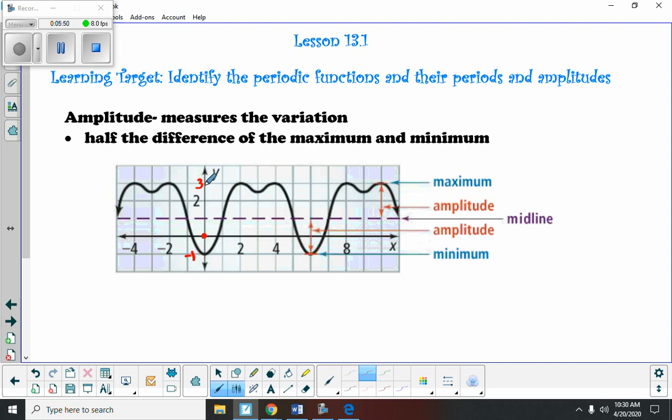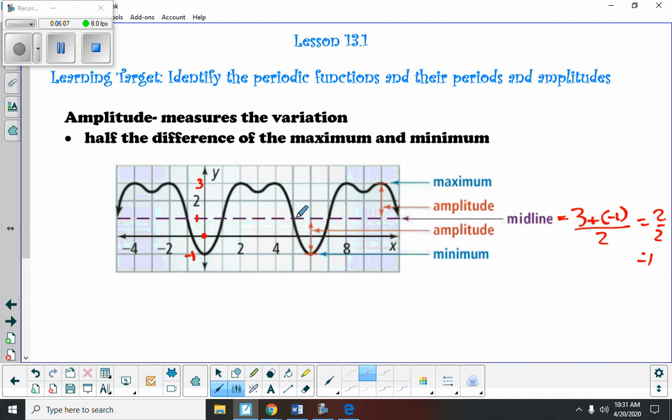So to find the midline, we basically are finding the average. So 3 plus a -1, and then divided by 2. So when I say average, I mean the mean, which is 2 over 2, and that would equal 1. So this is at 1, which sure enough, that's where the midline is.